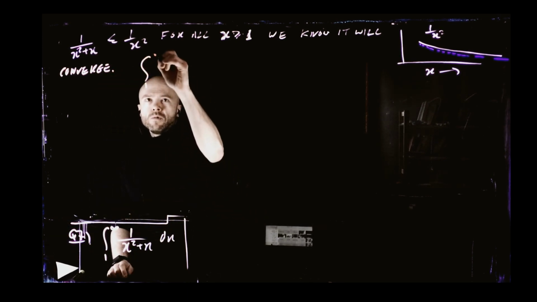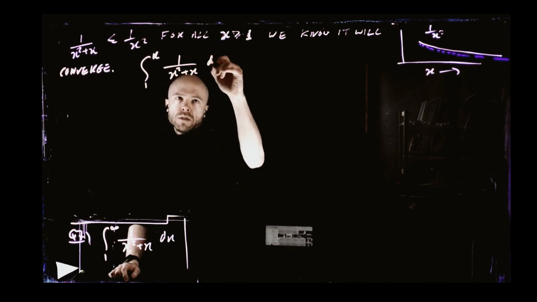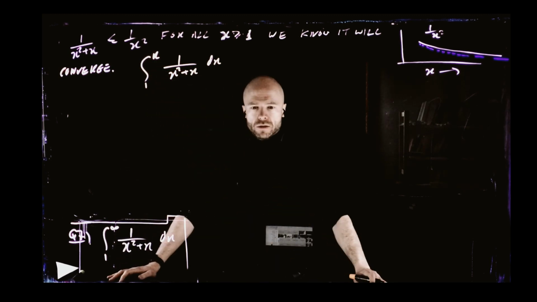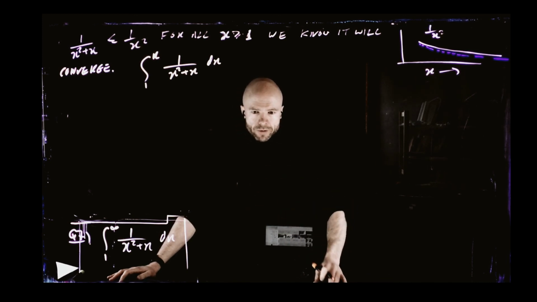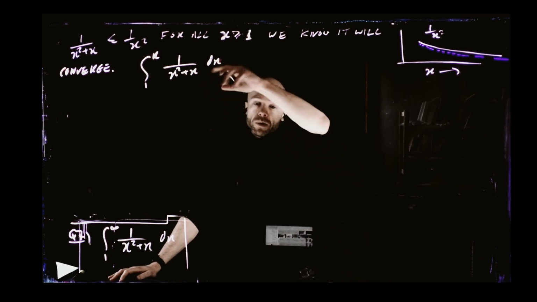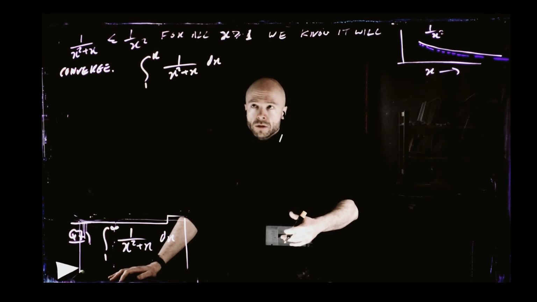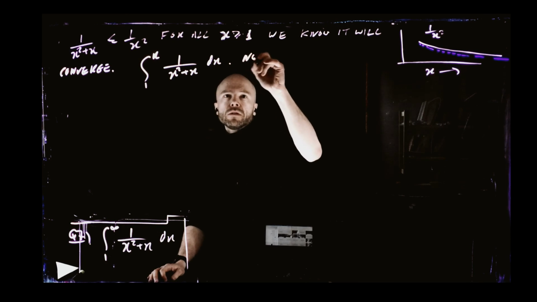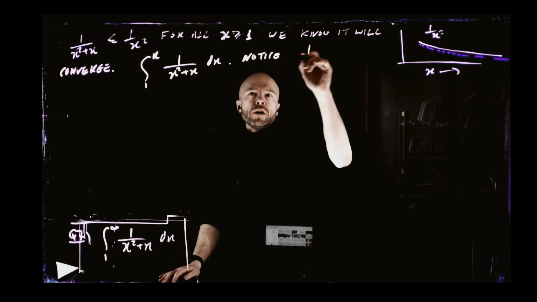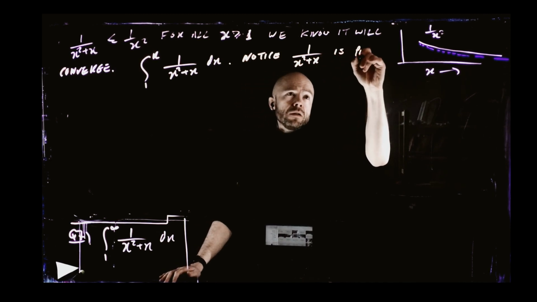So we need to calculate from 1 to capital R of this thing. What method are we going to apply to explicitly calculate this? Now we're experts on doing integration. We've learned a whole bunch of techniques. We look at this and go, okay, this is a rational function. We know what to do. Notice that 1 over x squared plus x is a proper rational function.